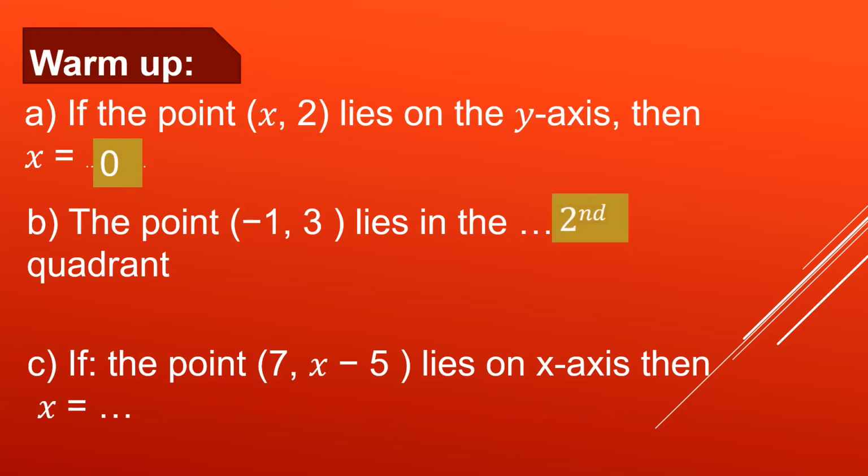C, if the point (7, x - 5) lies on the x-axis, we studied before that if a point lies on the x-axis, that means the second projection must be 0. Here, if we replace x by the number 5, the result is 0 because 5 minus 5 equals 0. That means x must be 5.